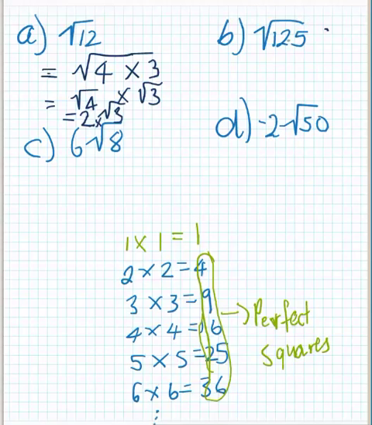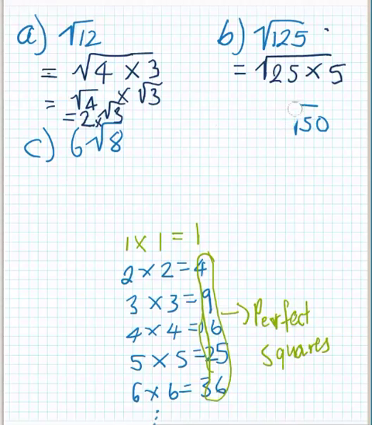So this one, 125, if I have a look at my perfect squares here, I reckon 25, which is a perfect square, might be a factor of 125. And I know that 25, so don't forget your radical sign, 25 times 5 gives me 125. And now I can separate these two. I'll just write this off and write it again.